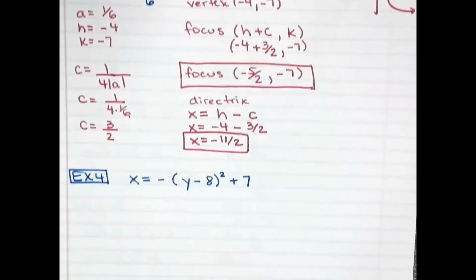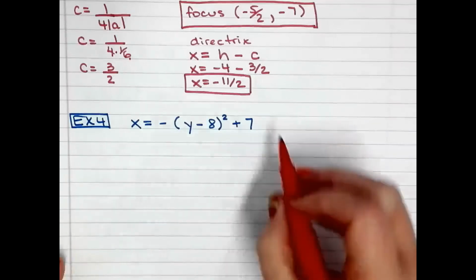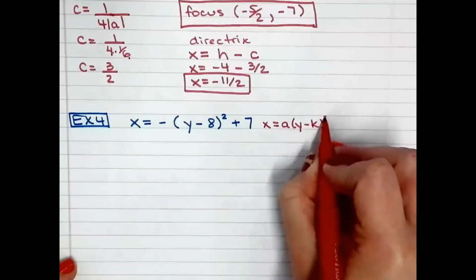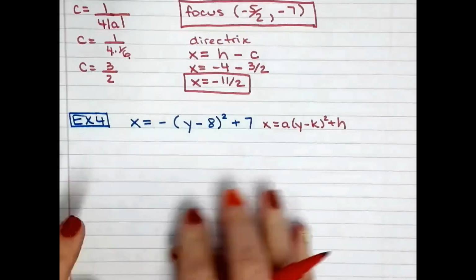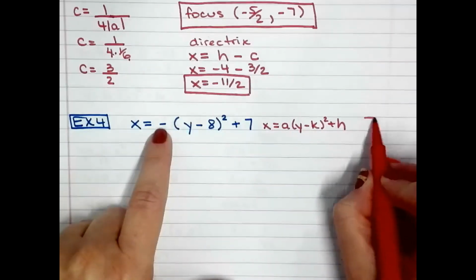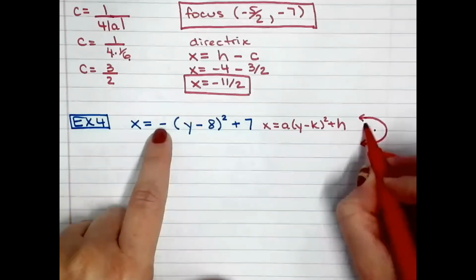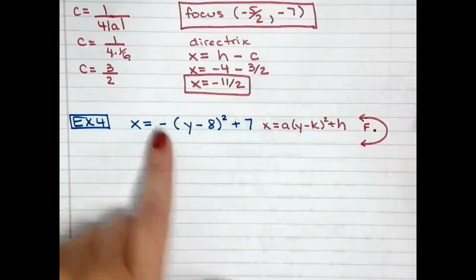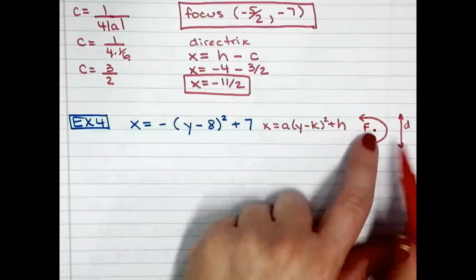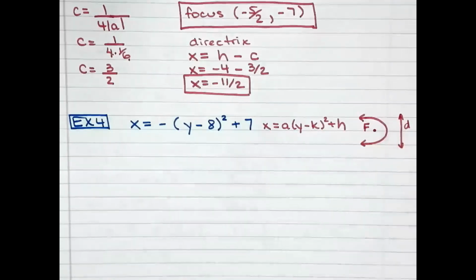Last one. You guys should be able to do this on your own, but I figured I would do one more, one of each kind. Okay, before we start doing anything, let's sketch the graph. A is negative, so your parabola opens to the left. You know the focus is inside the parabola, and the directrix is outside, right there, the same distance from the vertex as the focus is.